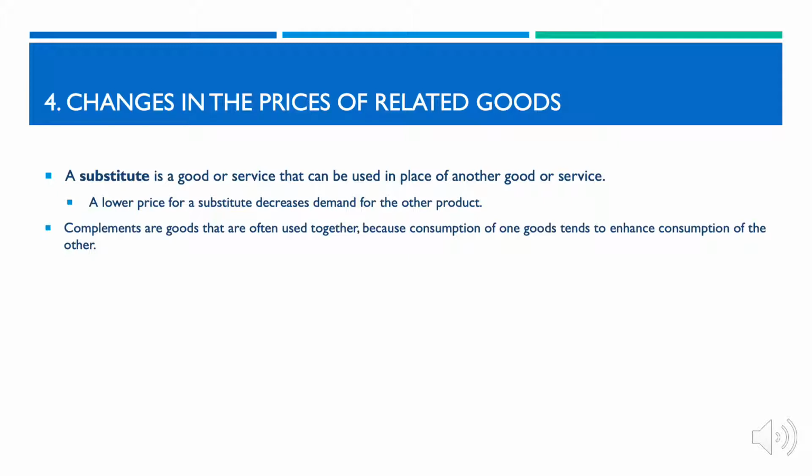Okay, number 4 is changes in the prices of related goods. A substitute is a good or service that can be used in place of another good or service. A lower price for a substitute decreases demand for the other product. Complements are goods that are often used together because consumption of one good tends to enhance the consumption of the other. The demand for a product can also be affected by changes in the price of related goods, such as substitutes or complements.